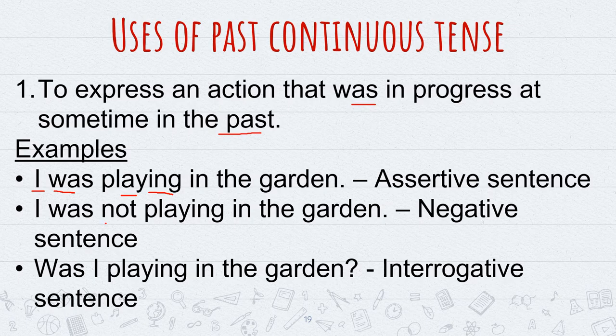Now see the example for negative sentence. I was not playing in the garden. For negative sentence, I have added not. And if you see this example for interrogative sentence, then the interrogative sentence will be: was I playing in the garden? And it will end with a question mark.